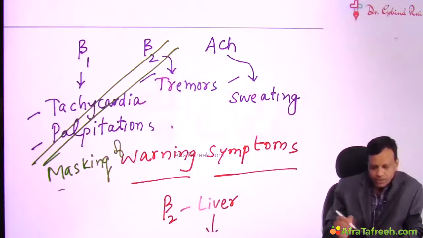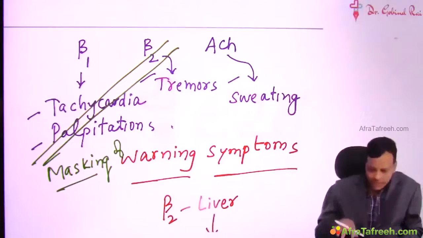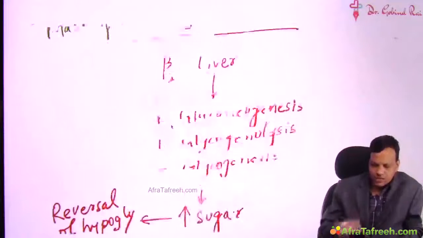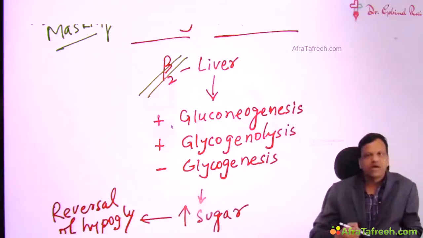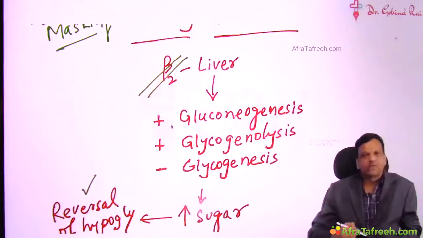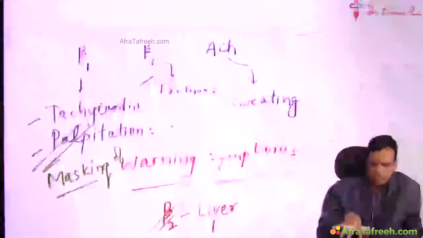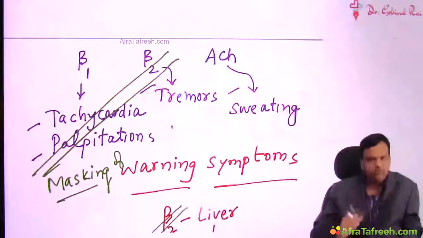That means even if the person develops hypoglycemia, the symptoms will not come. The person will never come to know that he is having hypoglycemia. So the person will not take sugar. Now second thing, if a person does not take sugar, the liver will reverse the hypoglycemia, but we have blocked the same receptor. That means even reversal cannot happen. So there is a high chance that the person can go into coma. So beta blockers are contraindicated in diabetic patients.